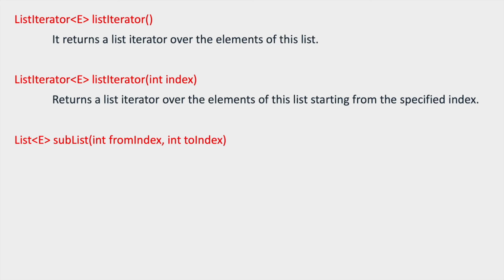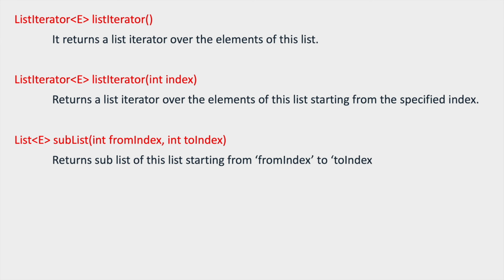By using this method we can get a sublist. For example, if you have a list with 10 elements and you want to get from one index to another index, like index 0 to 2, we will use this sublist method. It returns a sublist of this list starting from index to index. Next method is the get method. This method returns an element at the specified position. If you want to get that element or object at the specified index, we will use this get method. By seeing this, we understand that index has a key role in the list interface.